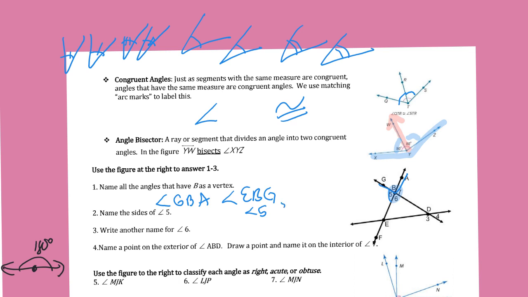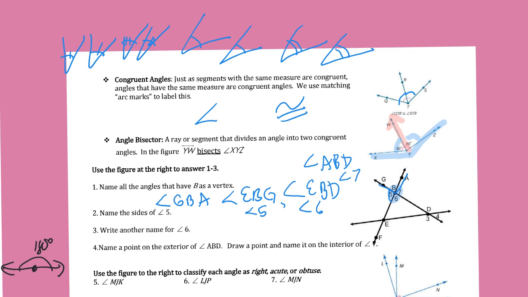And what's another one that has a vertex of B? B is the turning point, where the two rays meet, where the angle turns. So angle 6 could be angle EBD. So you could call it angle 6 as well. And then the last one would be ABD, and a shortcut would be angle 7. So sometimes they have a nickname. If you see an angle number stuck right inside of that angle, you can call it by that as a shortcut.